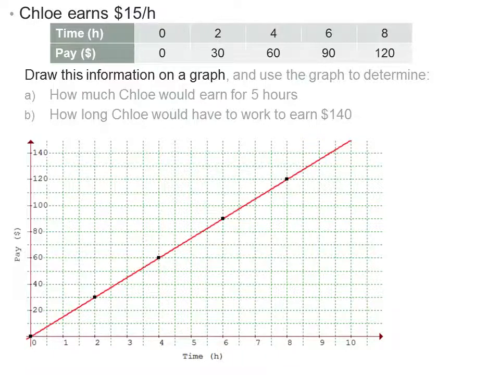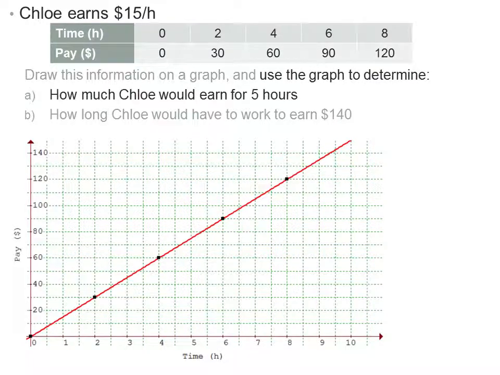Now draw in a line that connects up all the points. It should be a single straight line, not a join the dots that bends up and down. If any of your points don't lie on this one straight line, you've made a mistake. Okay, now I can use this graph to answer the other questions.